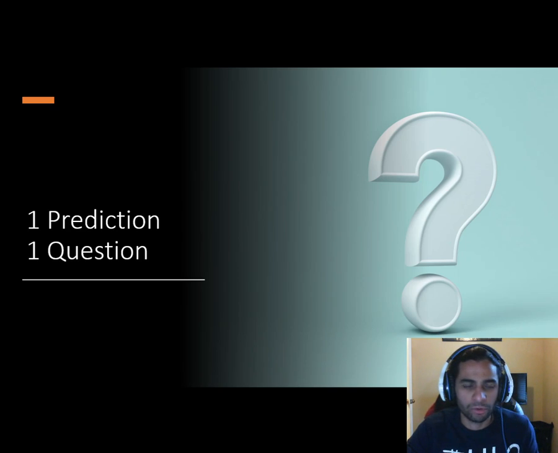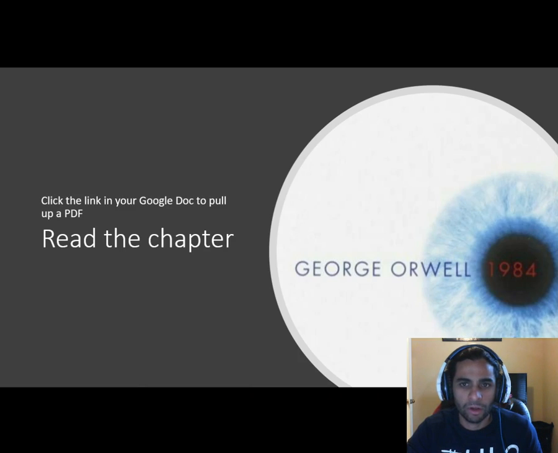And so, once this video is over, of course, in your Google Doc for Classwork 21, based on those pictures, you're going to write down one prediction and one question. And like usual, I'll be in the document there with you, and I will be able to give you some feedback in real time here in Zoom class. So after you do your prediction and your question, it'll be time to read the chapter. All you need to do is click on the link inside of your Google Doc, and that's going to pull up a PDF for today's chapter.